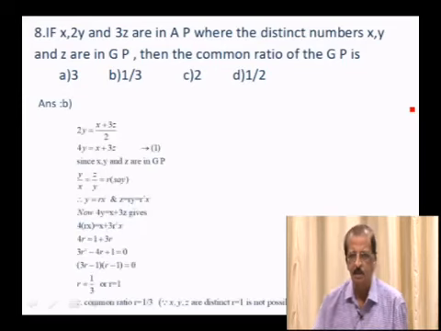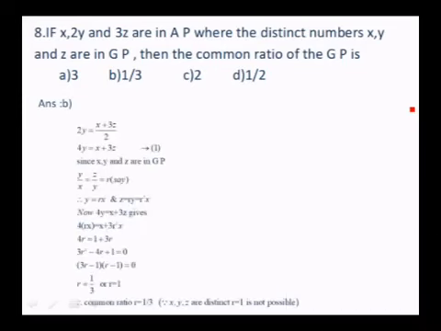Since the three numbers x, 2y, 3z are in AP, whenever three numbers A, B, C are in AP, you know that 2B is equal to A plus C. So, 2y is equal to x plus 3z by 2. 2y is the middle number. If you cross multiply, you get 4y is equal to x plus 3z.